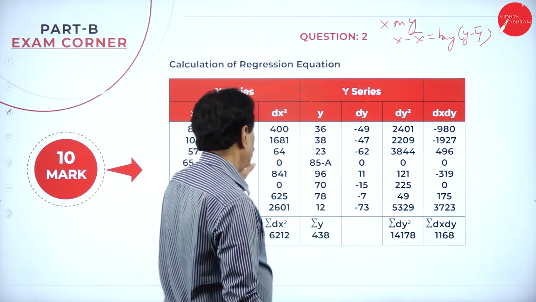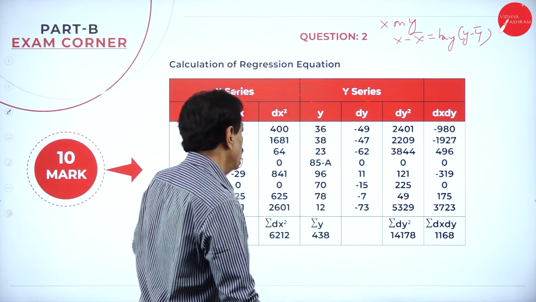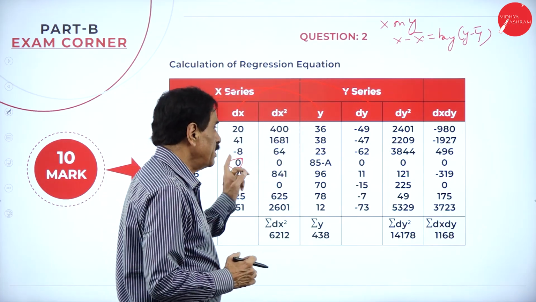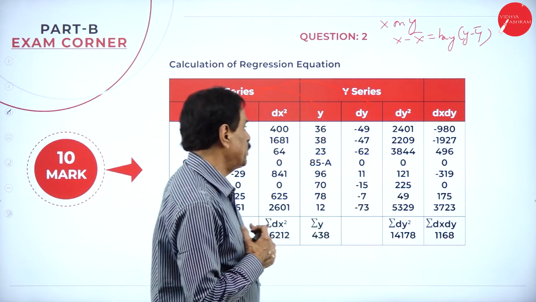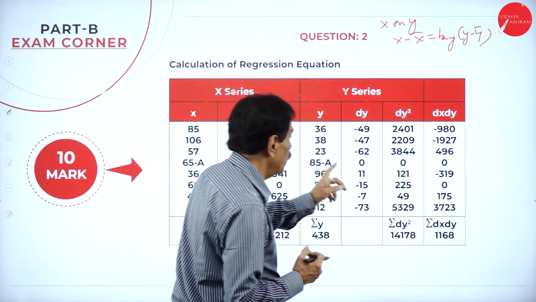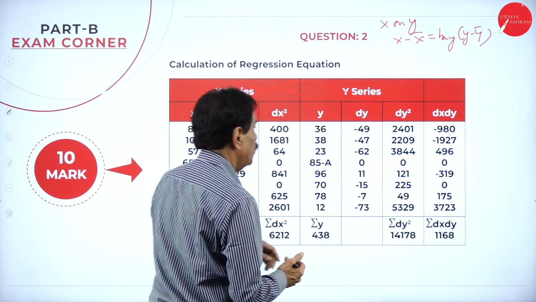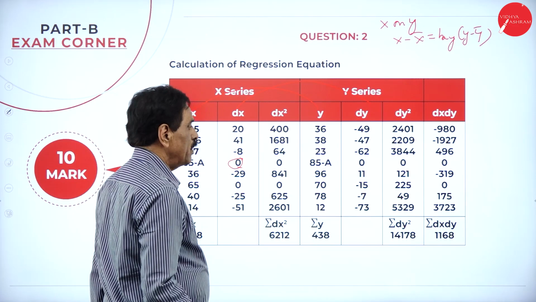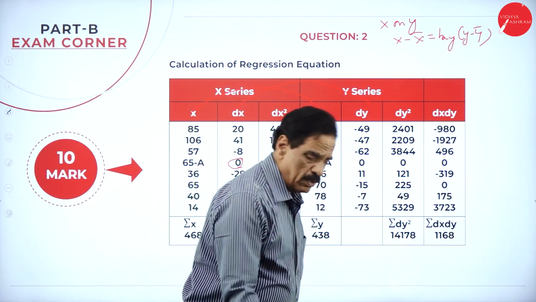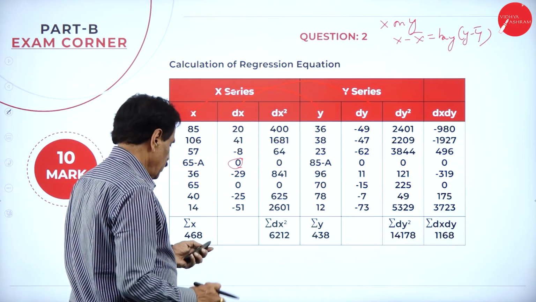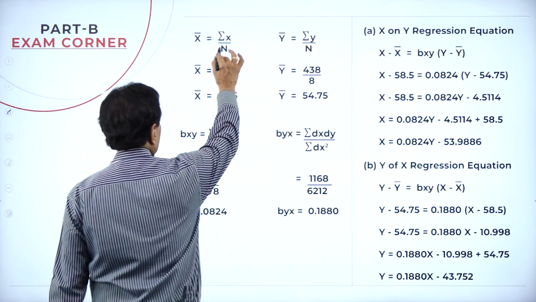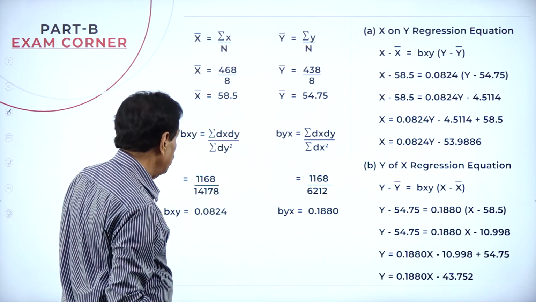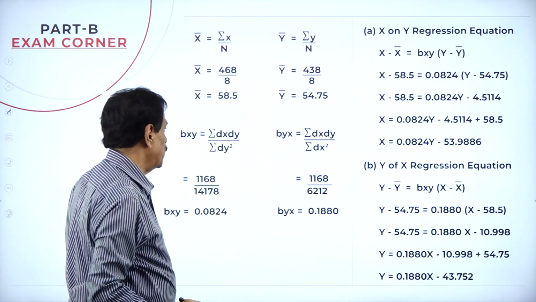multiply. So 20 into 49 is 980, 41 into 47 is 1927, 8 into 62 is 496, 0, 29 into 11, here no, 120, here no, 11 into 29 is 319. So if you add the figures, 1168 will come. So if you apply, mean is equal to sigma x over n, 468 divided by 8, 58.5. So bxy is sigma dx dy.